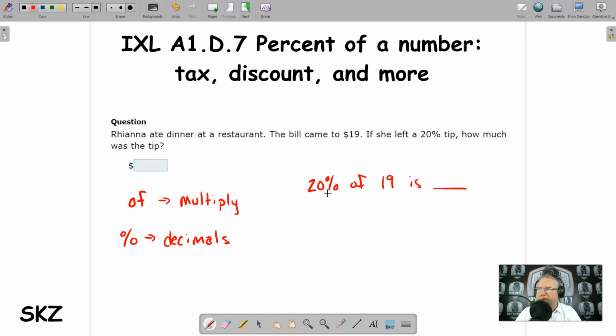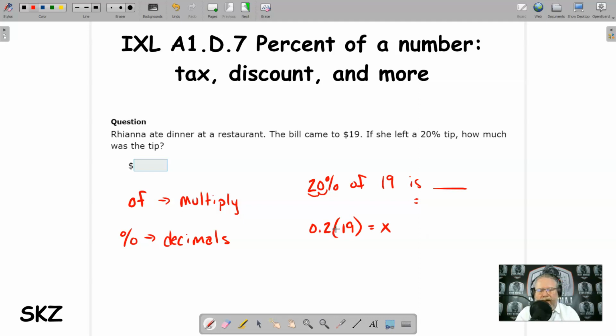So 20% as a decimal. Well, we know that to change a percent to a decimal, we need to move the decimal over 2 places to the left. So we would end up with 0.2. The word of means to multiply, so we're going to multiply times 19. So I'll put that in parentheses, 19. This means 0.2 times 19. Remember, the absence of an operation sign implies that we should indeed multiply. The word is is like the equal sign, so we'll put equal, and then we'll call the unknown x in this case. So now we just need to do 0.2 times 19.